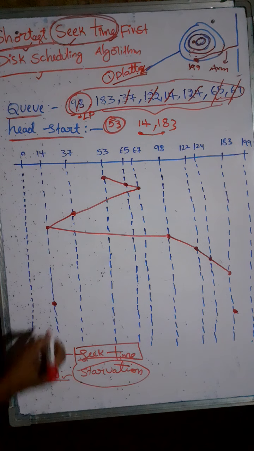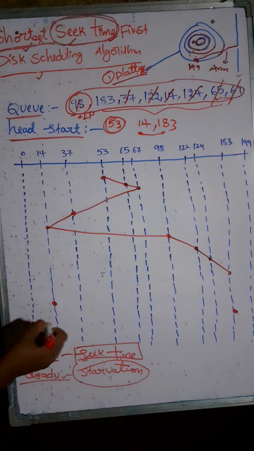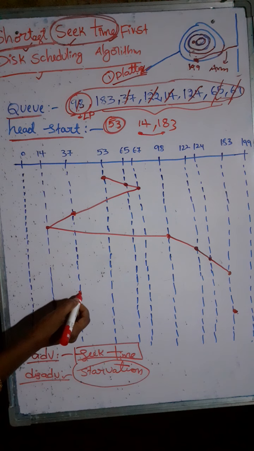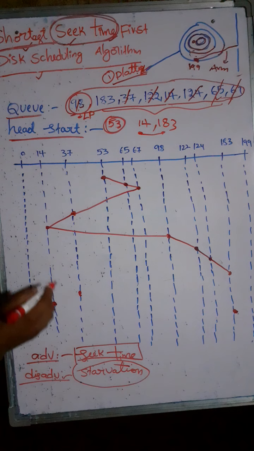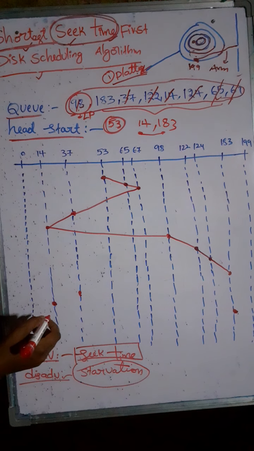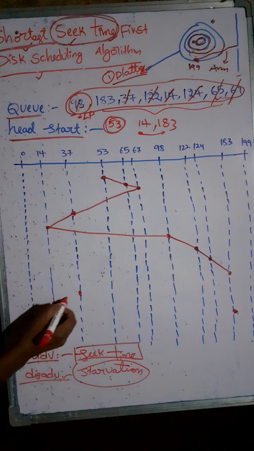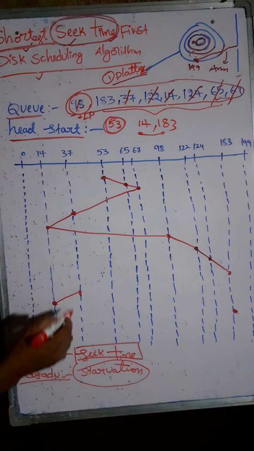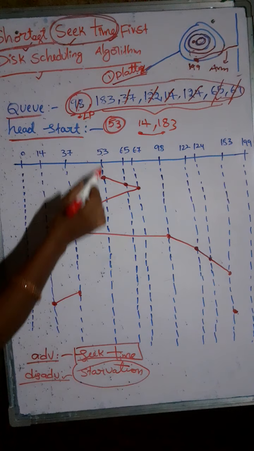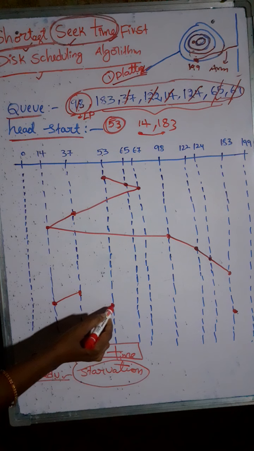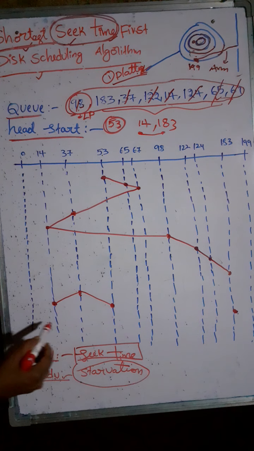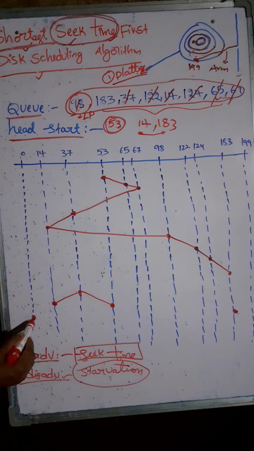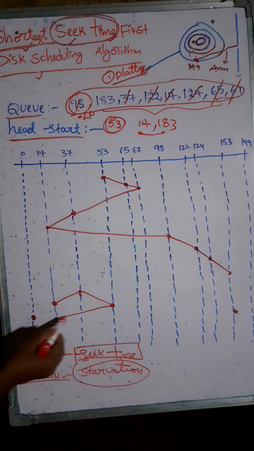But before serving that request, if another request came with track number 37, then what happens in shortest seek time first? We will serve the request which has the shortest seek time, right? So first we should serve this one. Let us assume that before serving this request, another request came with track number 53. Then this request should be served. Then let us assume there is another request with 0. Then the head should go to 0.